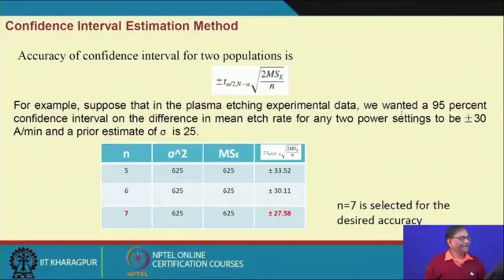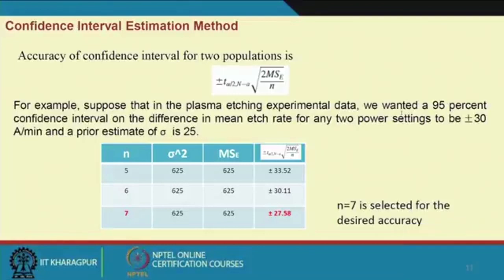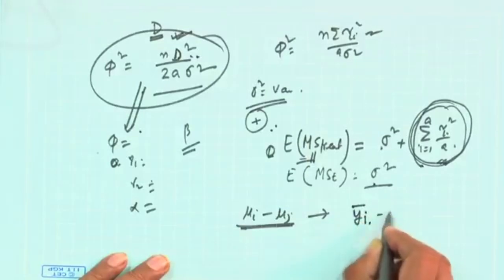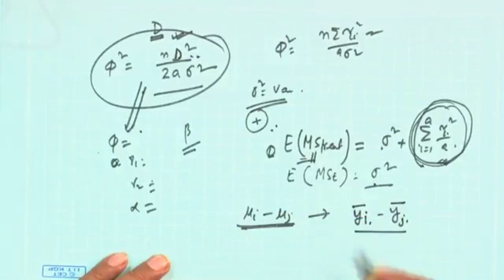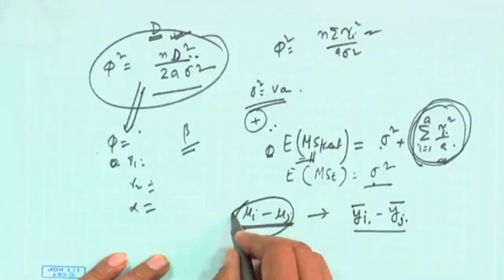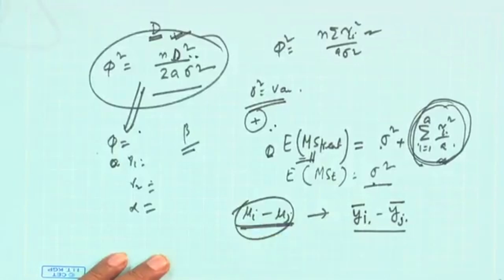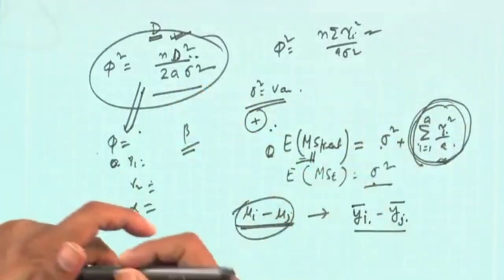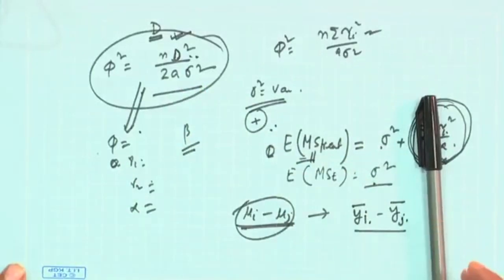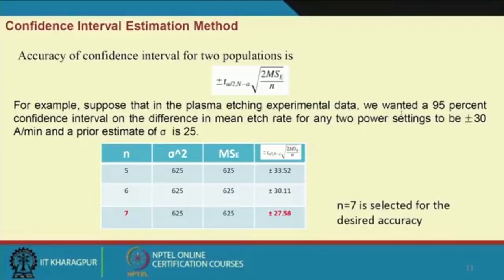And then the last one is the confidence interval approach. Here your hypothesis concerns mu i minus mu j, that difference, and the random variable is y i dot bar minus y j dot bar. Its expected value is this, the variance is 2 MSE by n, and the margin of error will be plus or minus t alpha by 2, n minus a, times root over 2 MSE by n. So, you first consider one n, find out this value, and then find out the value for the second n, and like this.